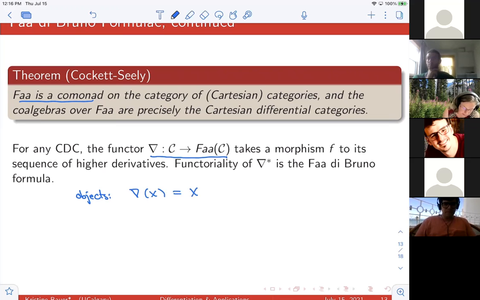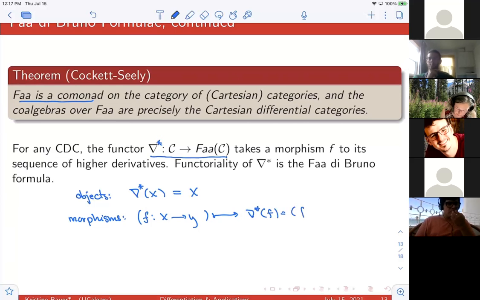And maybe I'll denote this with a star to make it clear that I don't mean the first directional derivative. Because on morphisms, what this will do is take a morphism f from x to y and send it to the sequence of morphisms, nabla star f, which is f in the first place, but then it's the first derivative of f, the second derivative of f, the third derivative of f, and so on.